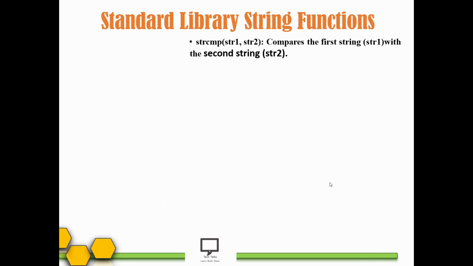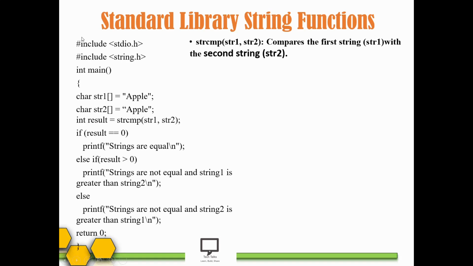Let's move forward. The next one is strcmp, where it compares the first string with the second string. Let's see how it works. This is a C program where we have mentioned two strings. str1 is holding the set of characters apple. String 2 is also holding the same set of characters, apple. Here we are using the strcmp function, and we are comparing both the strings, and its result will be collected into a result variable. Here you have to keep in mind that strcmp returns an integer value, hence we are going to collect it into an integer.